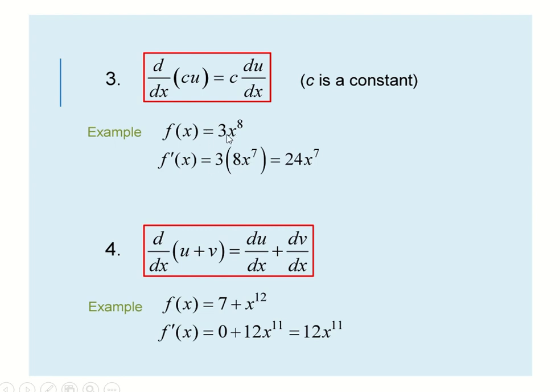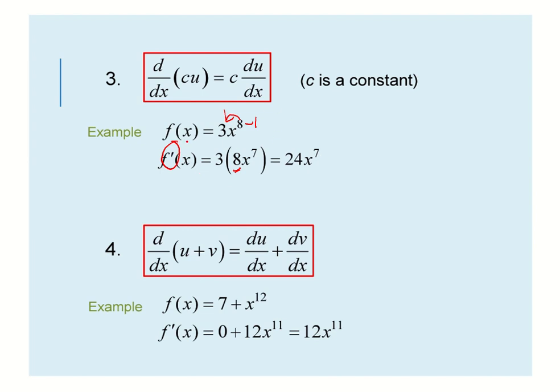So 3x to the power of 8. When we differentiate, remember to put the f prime. So we bring the 8 down. So we have 8 minus 1, 7. Later, we take 3 times 8 is 24. So 24x to the power of 7.